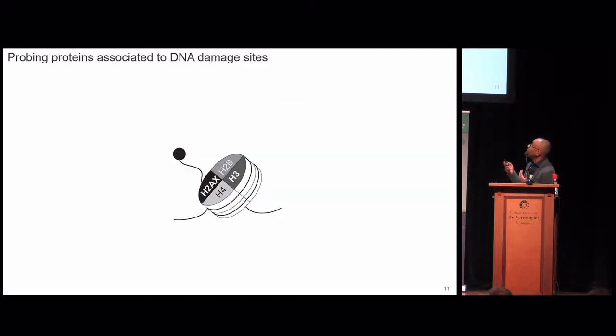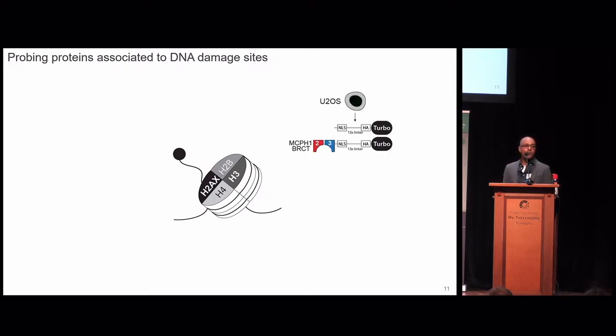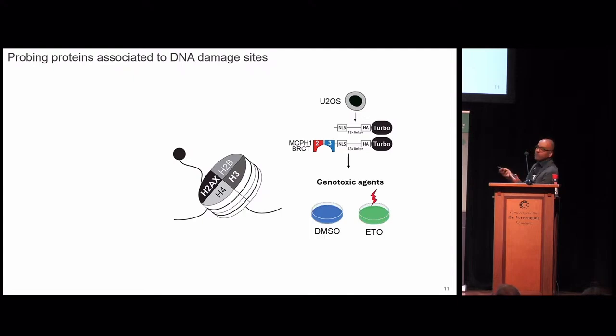So that's why we decided to use this probe that has very good specificity towards gamma-H2AX for proximity bioaccumulation studies. What we did is that we stably expressed this same construct, now in fusion with TurboID, and then we treat the cells with different genotoxic agents. In this case, I'm showing an example of etoposide.